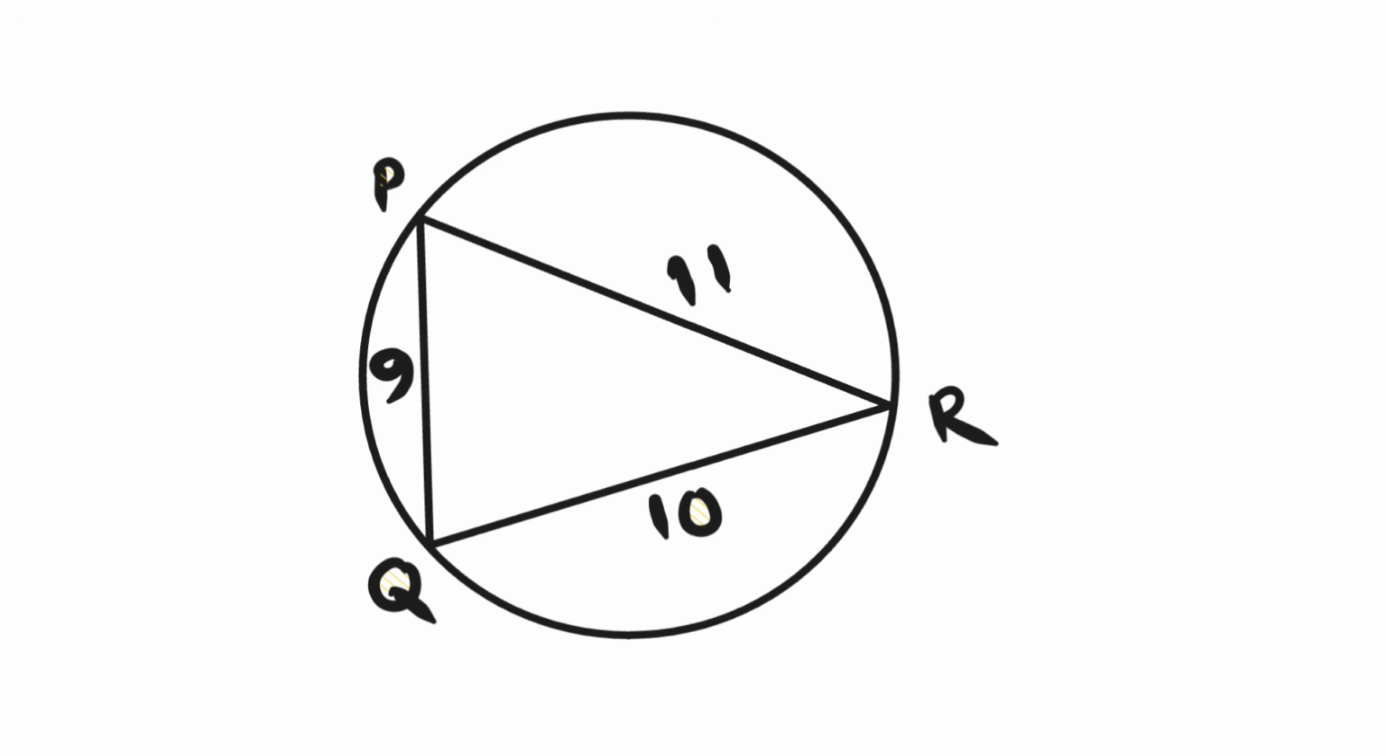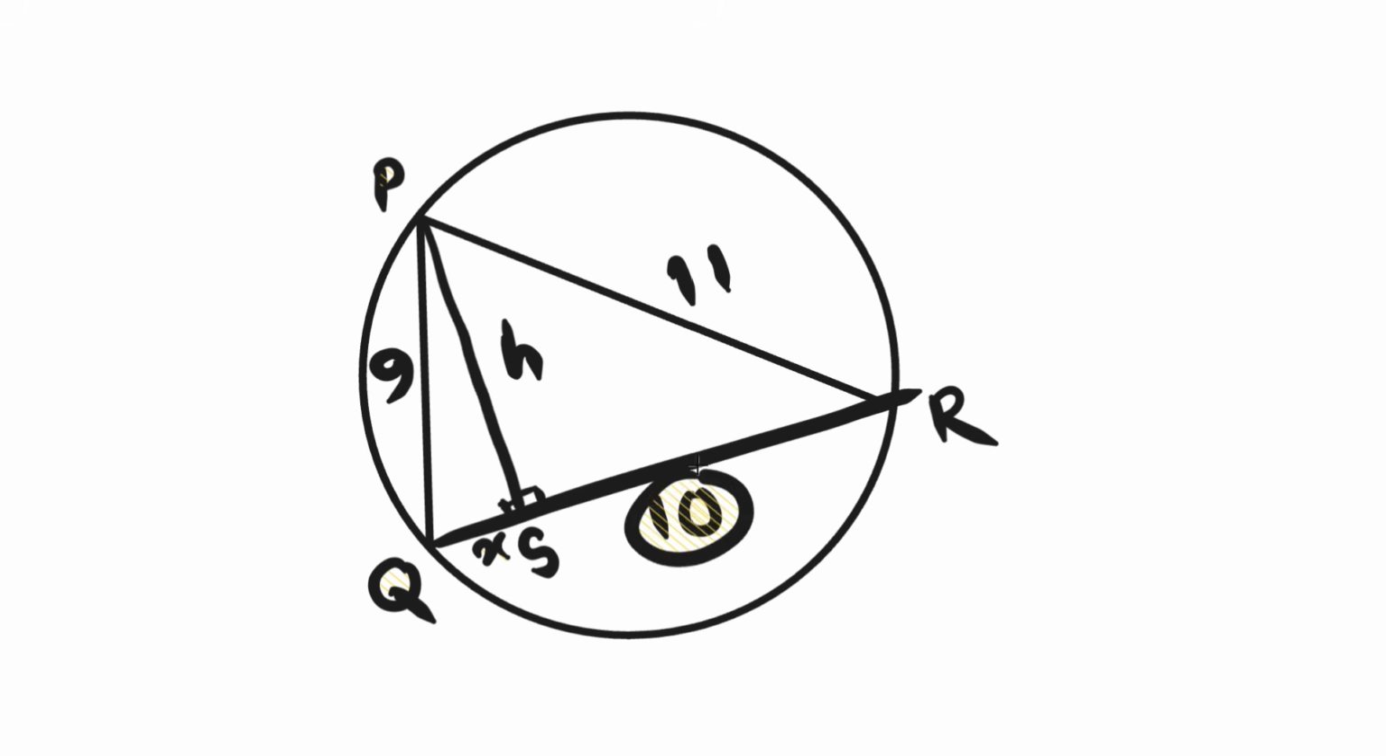The first thing we want is an altitude, because an altitude creates right triangles, and right triangles immediately give us access to the Pythagorean theorem. So let's draw a perpendicular from point P down to side QR, and let that perpendicular meet QR at point S. We'll call the altitude PS, h. Now suppose the segment QS has length x. Since the entire side QR is 10 units long, the remaining segment SR must be 10 minus x.